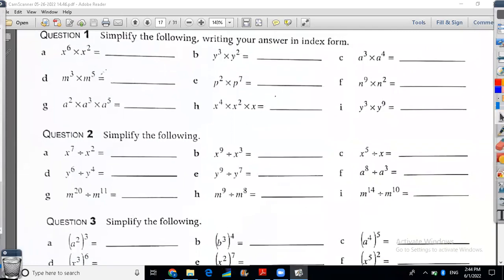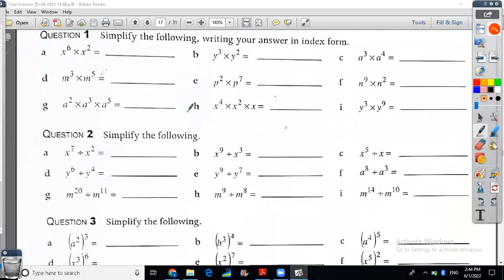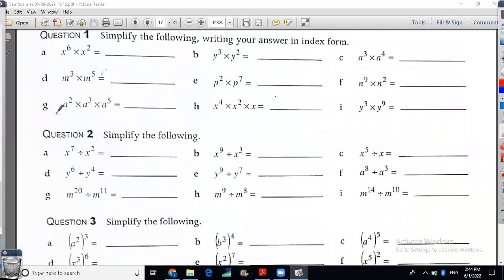Simplify the following, writing your answer in index form. The same thing exactly, adding the powers, adding the powers. Oh, here is division. Shall I add the powers? No, come on. What do we do here? X to the power of 7 divided by x to the power of 2. What do we do? Exactly. We're going to subtract the powers.